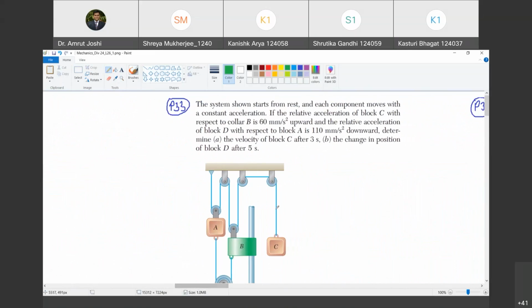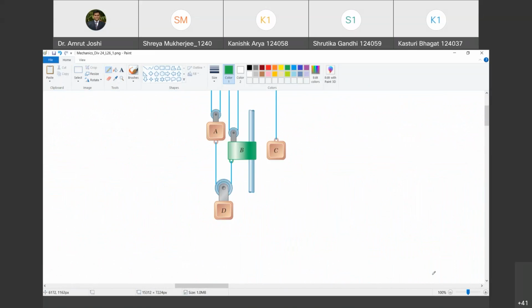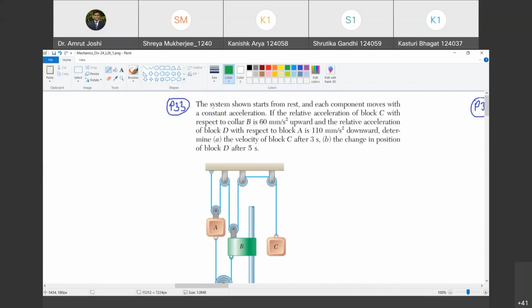Now quickly you are going to run through and read the second problem. You will try it at your home, but we will have its solution in the next class. Okay.